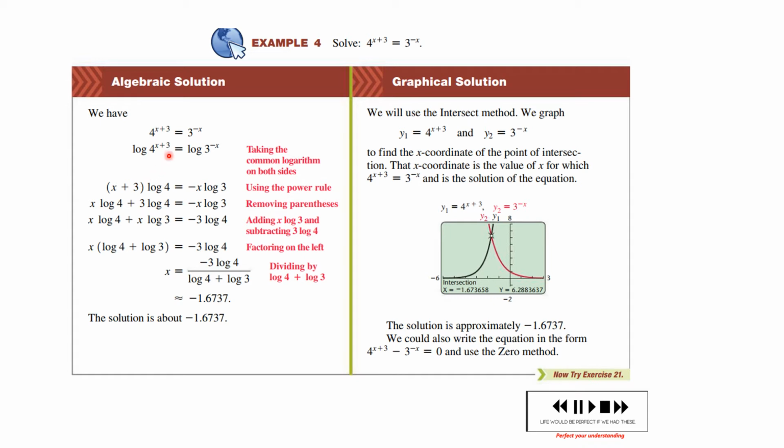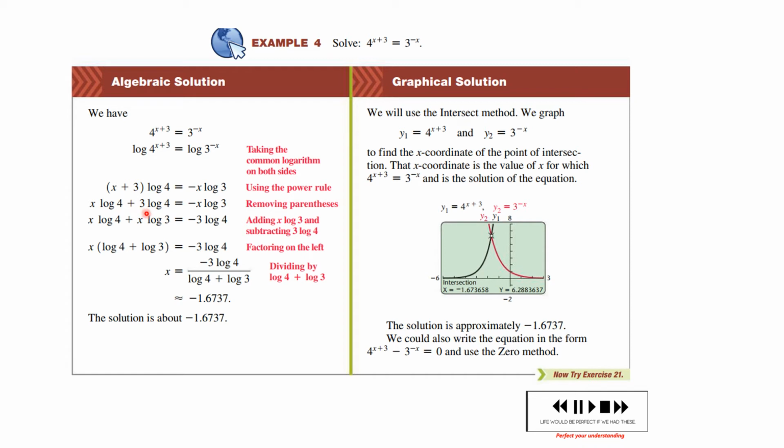The algebraic solution is I would take the logarithm, let's just say base 10, of both sides. Then I would use the fact that I get the exponents out in front. So this x plus 3 comes out in front of the log base 4, and the minus x comes out into the log base 3. Now I will distribute because this is just a number. So I take x times log 4 plus 3 times log 4 again.